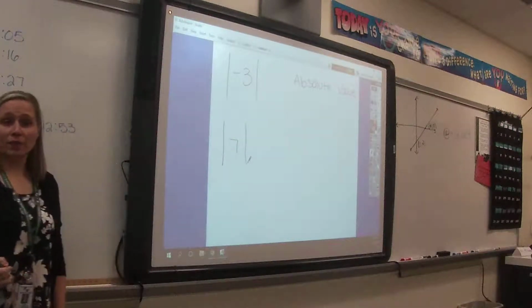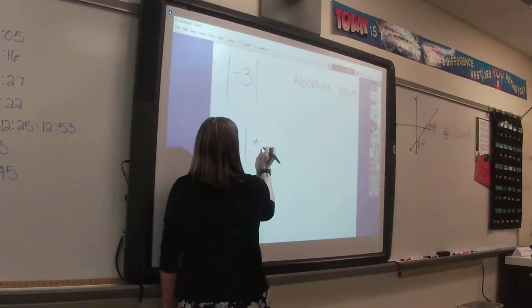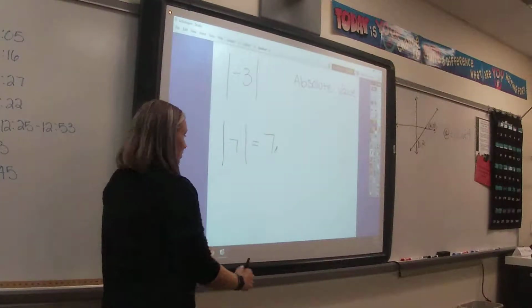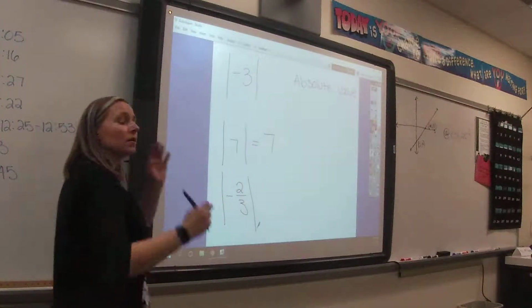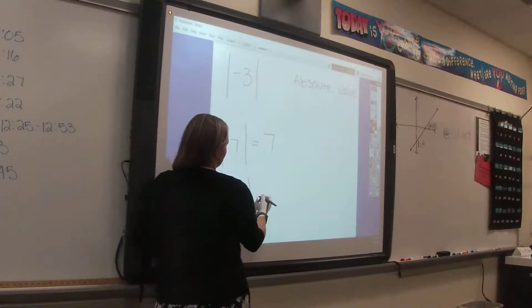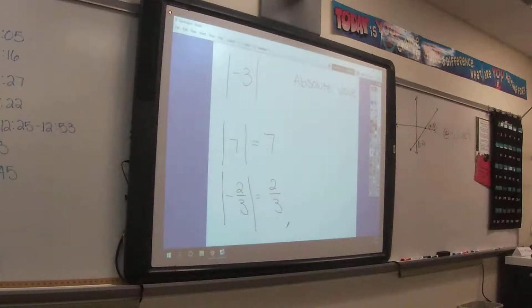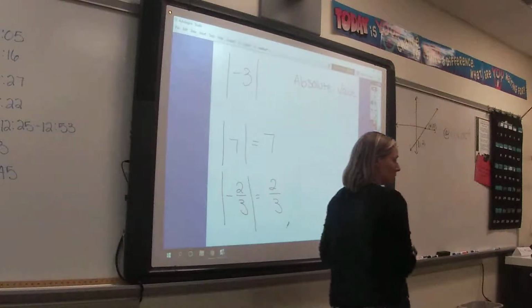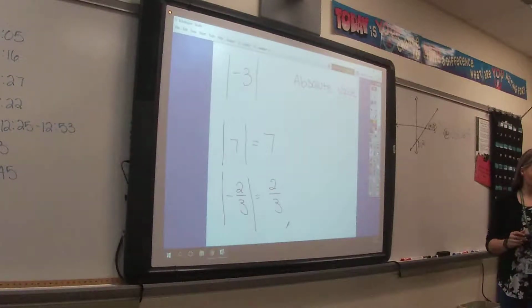So if I say the absolute value of 7, what is the absolute value of 7? 7. So same thing, if I have a fraction, what is the absolute value of negative 2/3? Are we okay on that one?